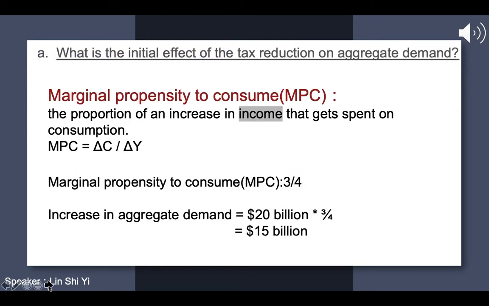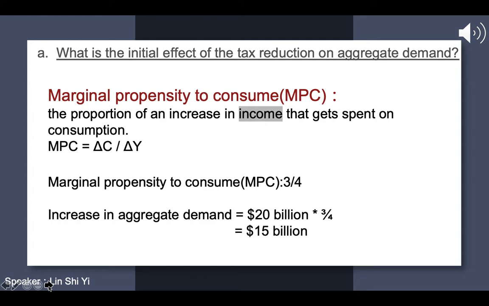The first question is the initial effect of the tax reduction on aggregate demand. Before we calculate the aggregate demand, we should know what marginal propensity to consume is. Marginal propensity to consume is the proportion of an increase in income that gets spent on consumption. Marginal propensity to consume equals change in consumption divided by change in income. I'm going to give you an example for better understanding.